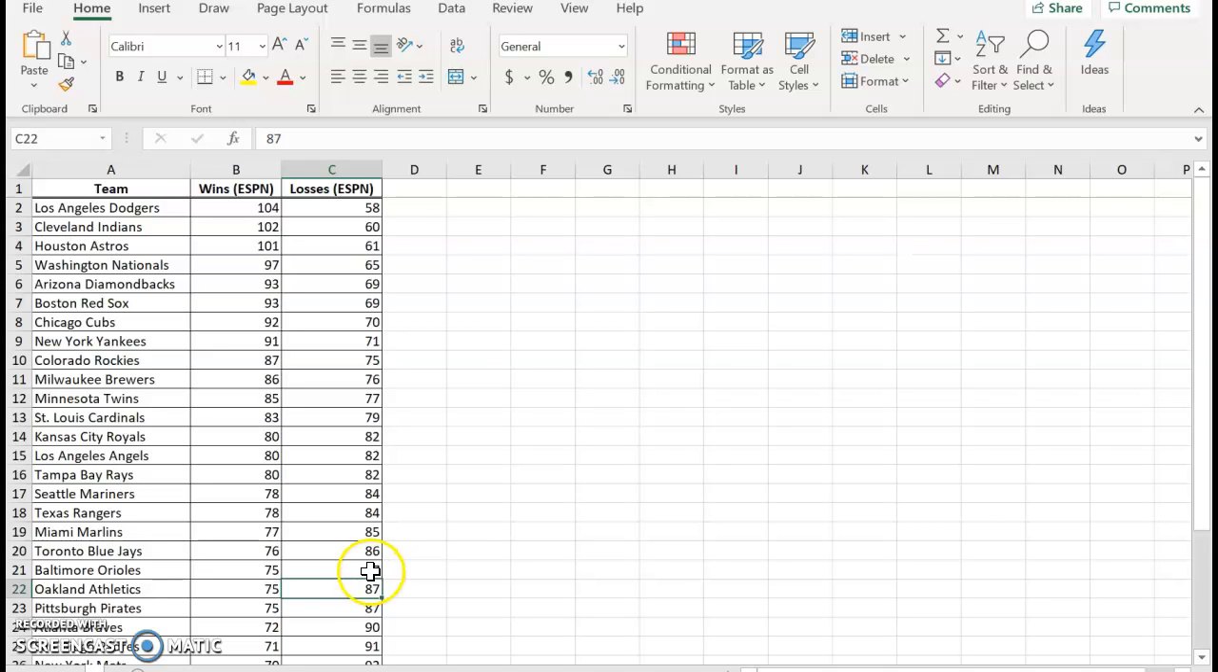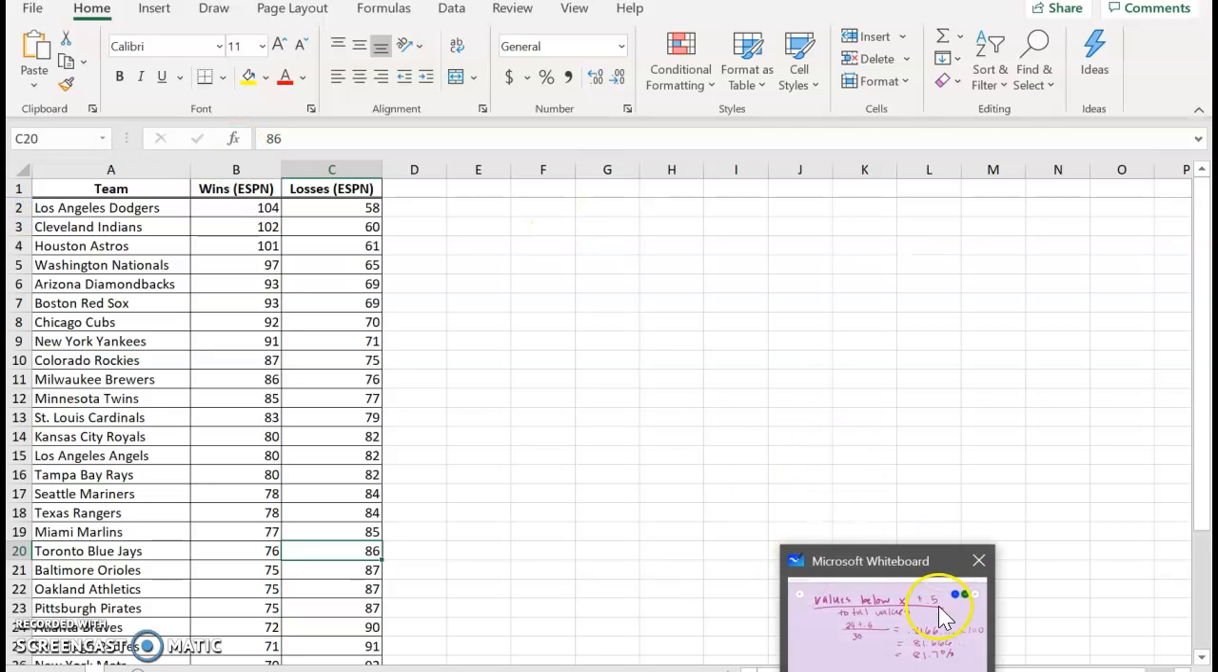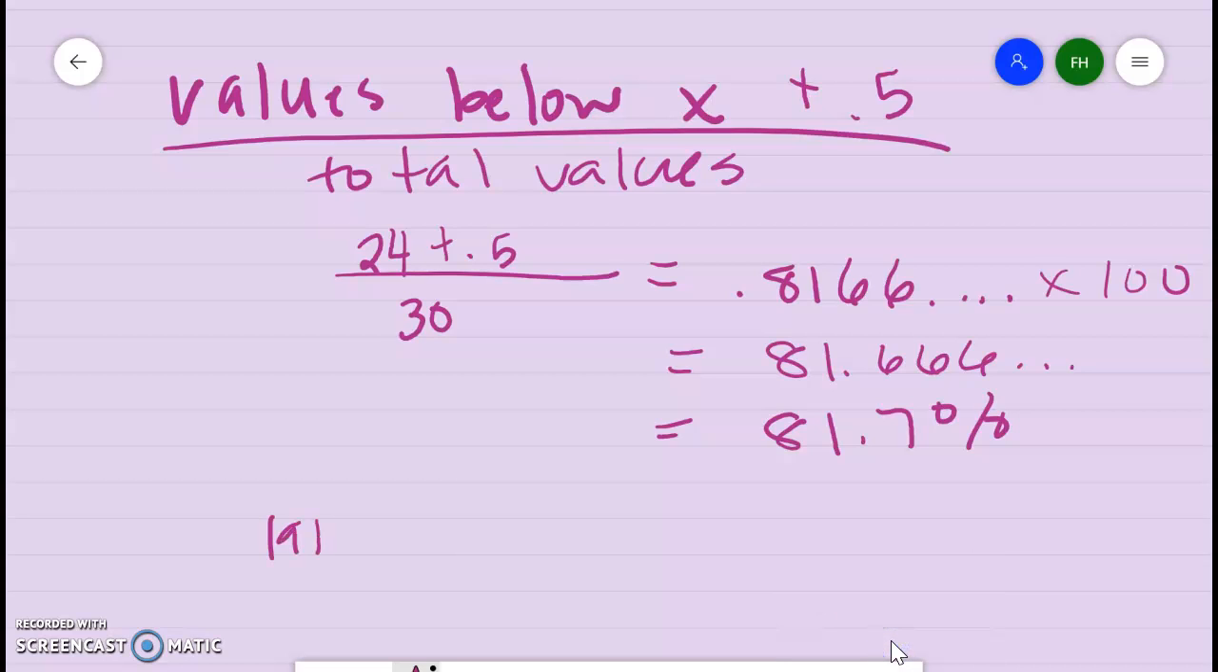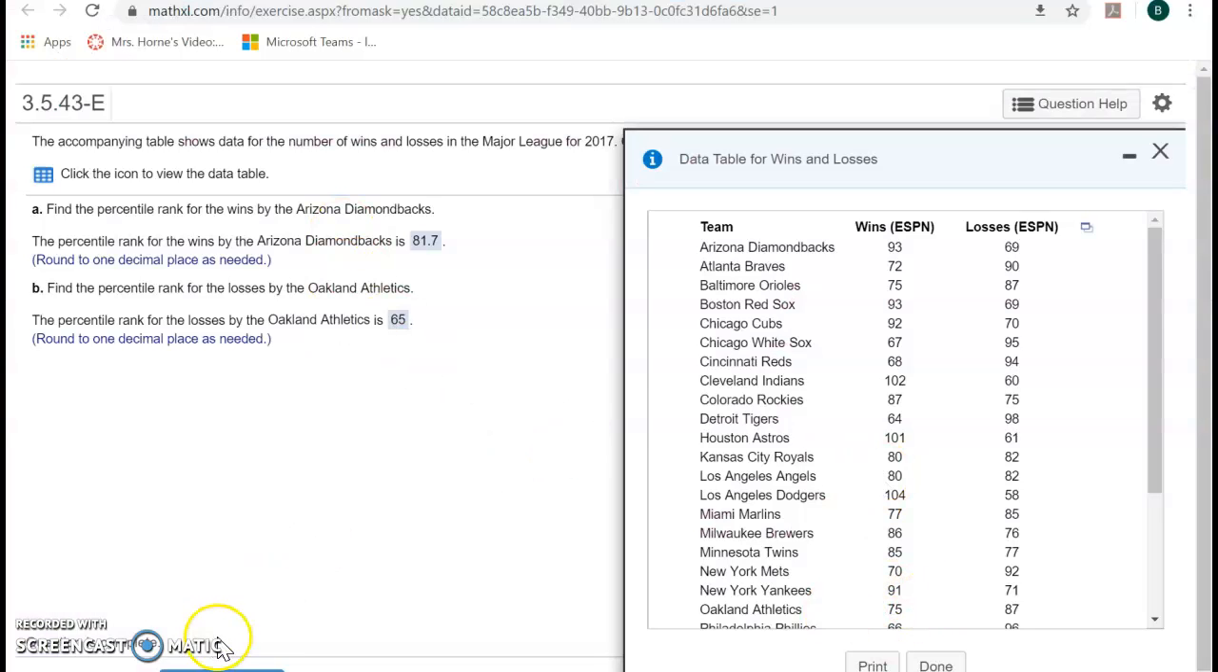So anything below that, but we wouldn't include this cell because it's also 87. So the one below it, starting at cell 20 all the way to 2. So that would be 20 minus 2 would be 18 plus this cell. So we'd have 19. So our formula would be 19 plus 0.5 divided by 30, which is 0.65, which is 65, the 65th percentile. And that's how you do the percentile ranks.